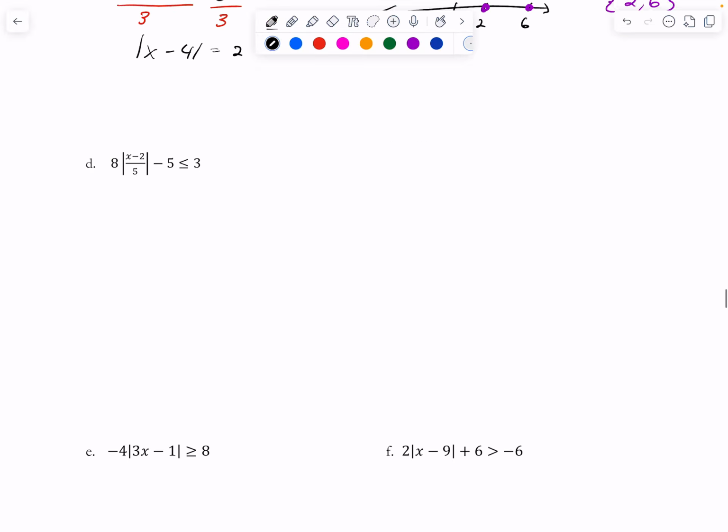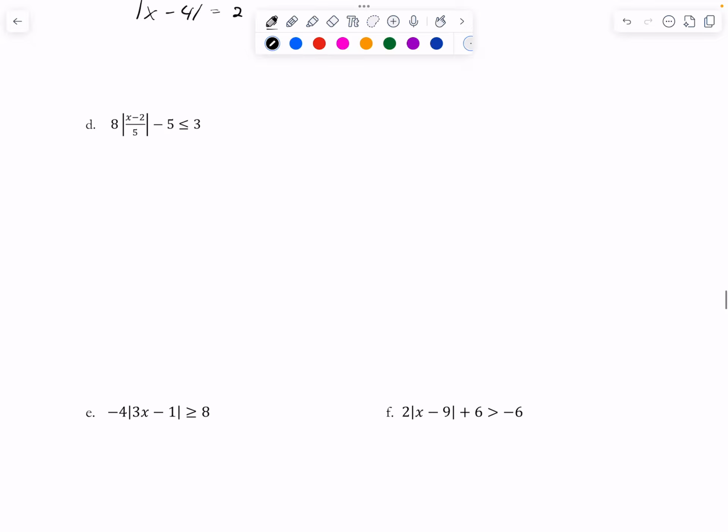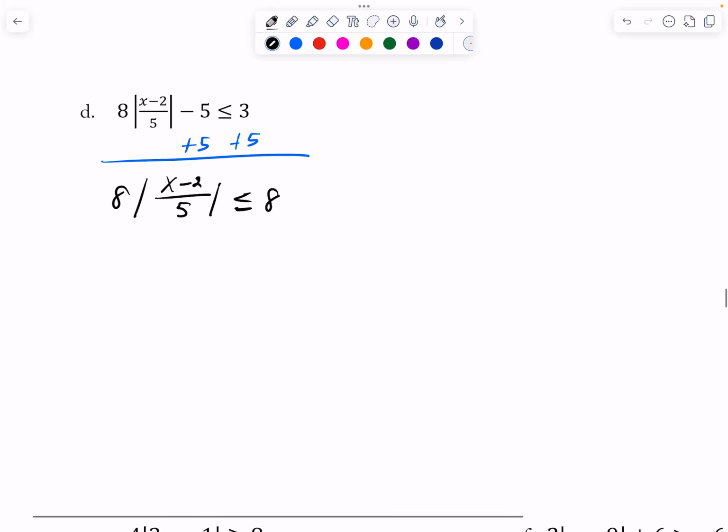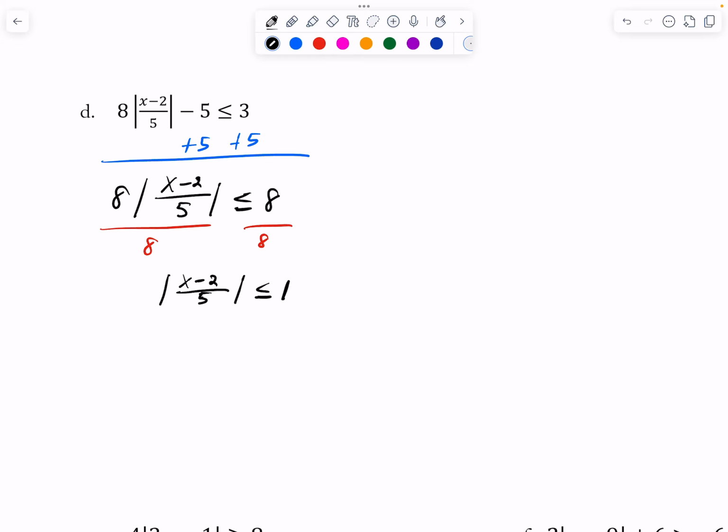Letter D. Let's isolate. So I'm going to add 5 to both sides to get 8 times the absolute value of x minus 2 over 5 is less than or equal to positive 8. Divide both sides by 8. Remember, I'm not touching anything inside that absolute value. So x minus 2 over 5, still inside there, is less than or equal to 1.